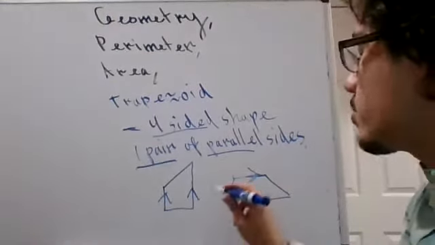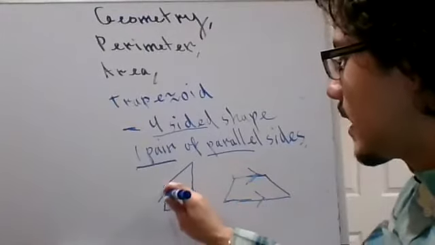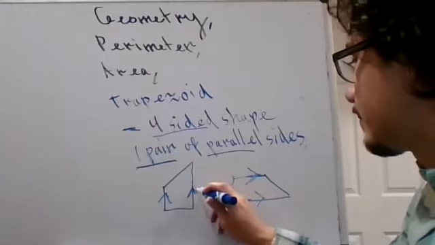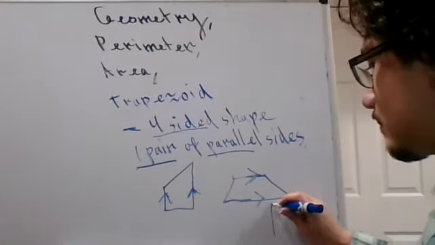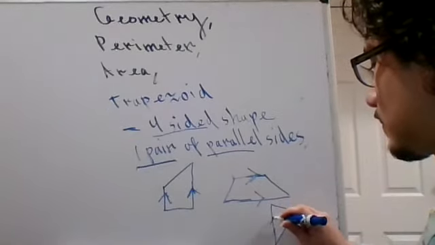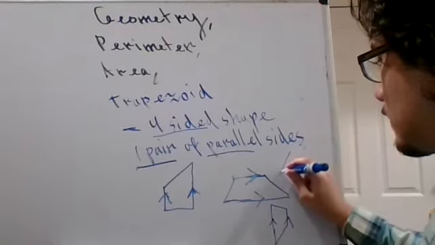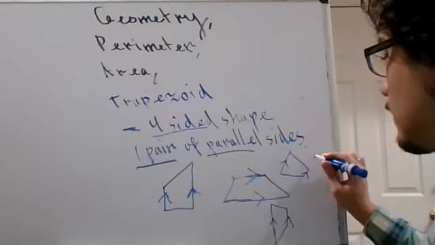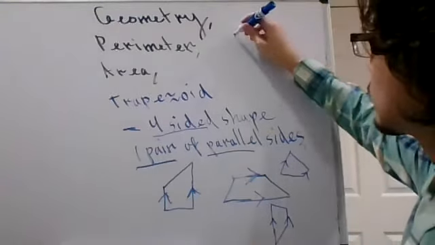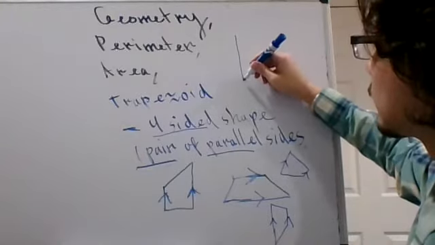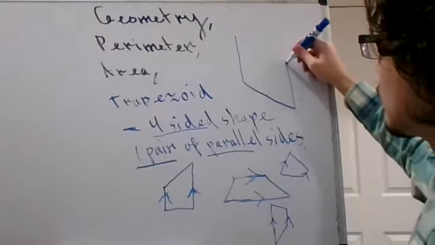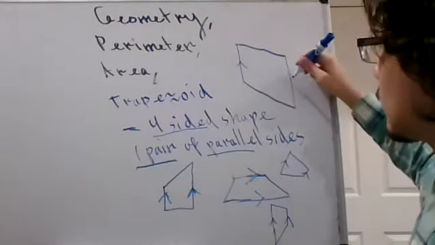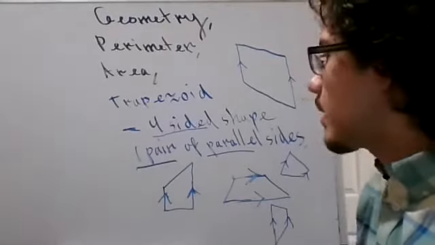If anyone is not familiar, the way you show that two lines are parallel is by drawing arrows inside of the lines like this. Does anybody have any trapezoids?